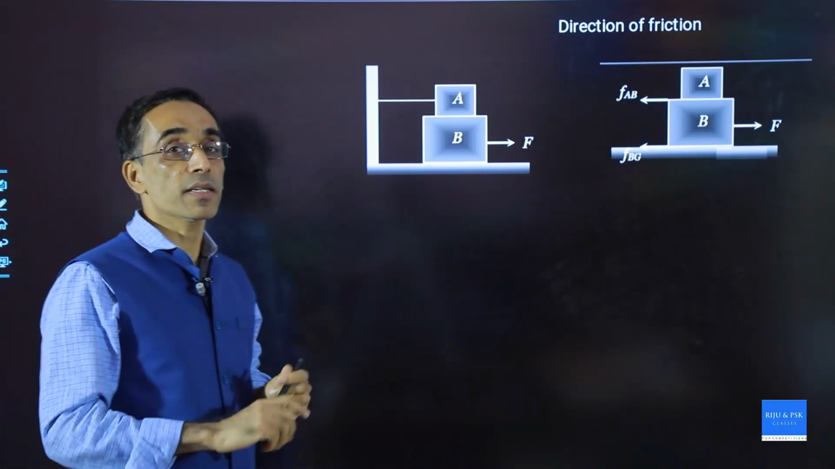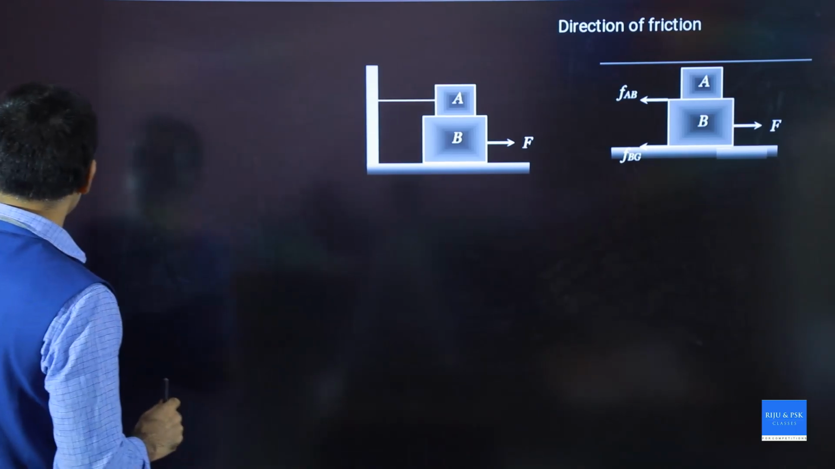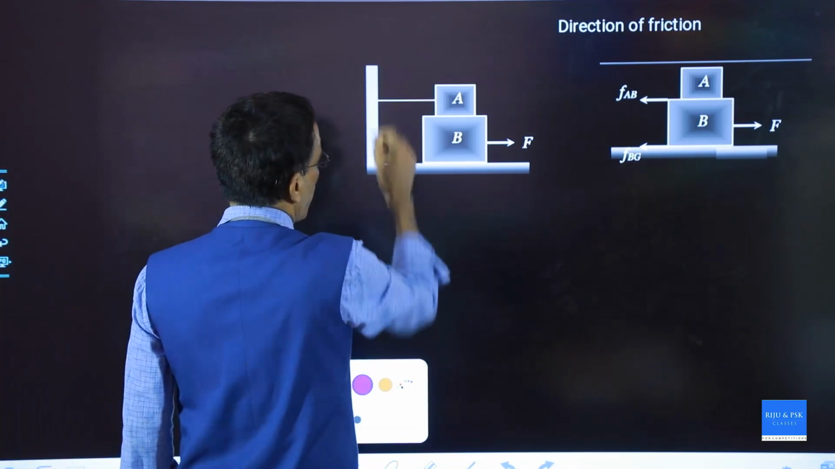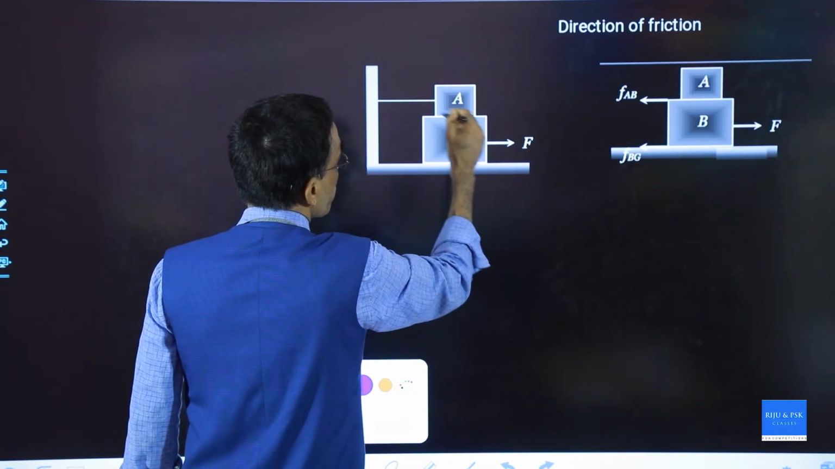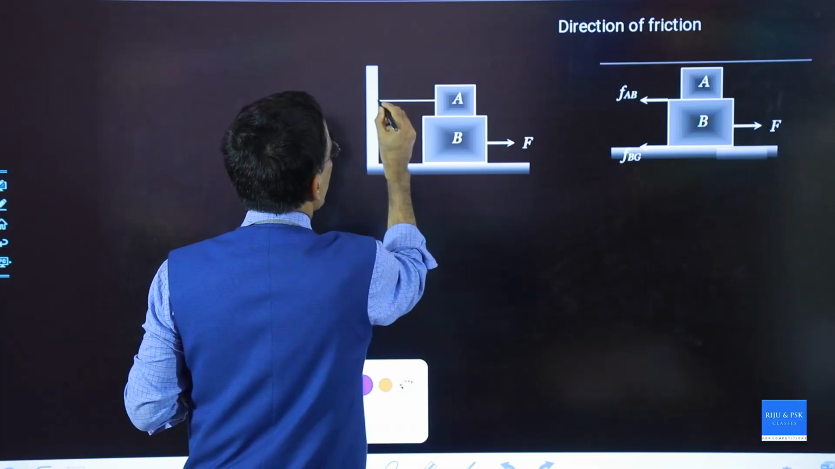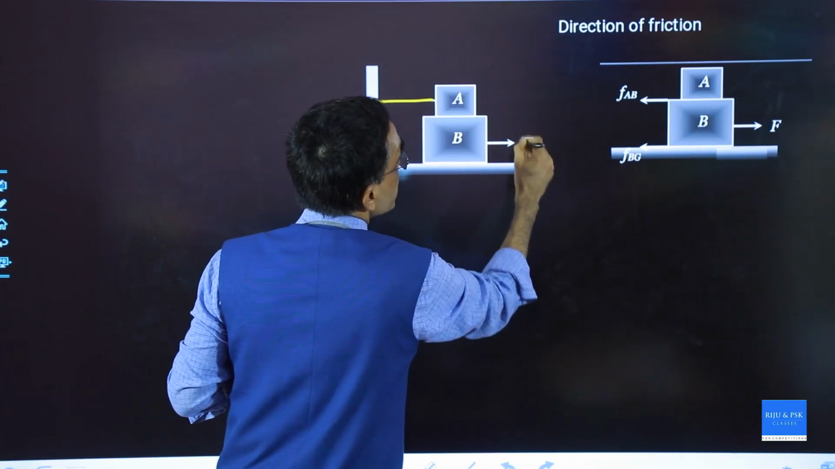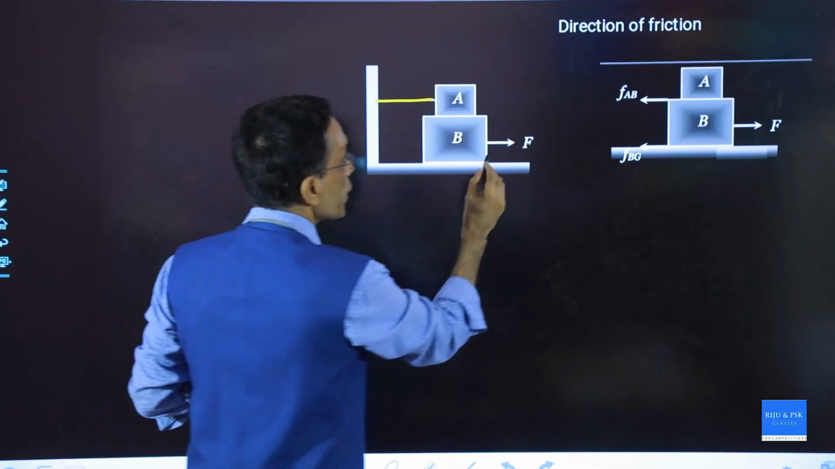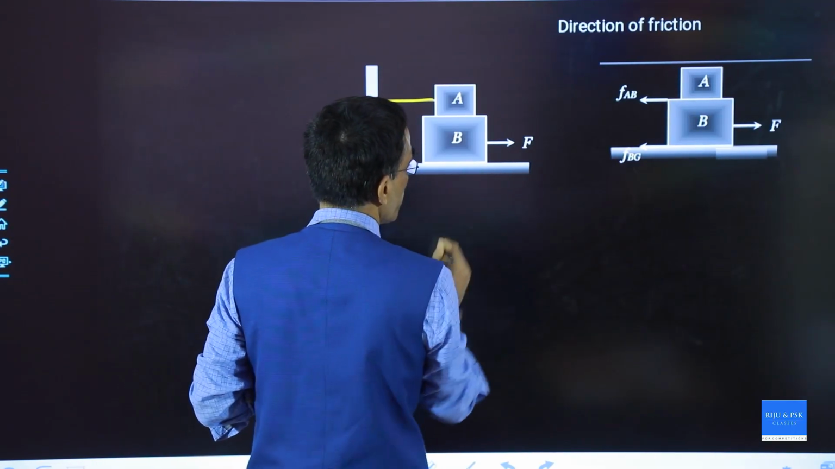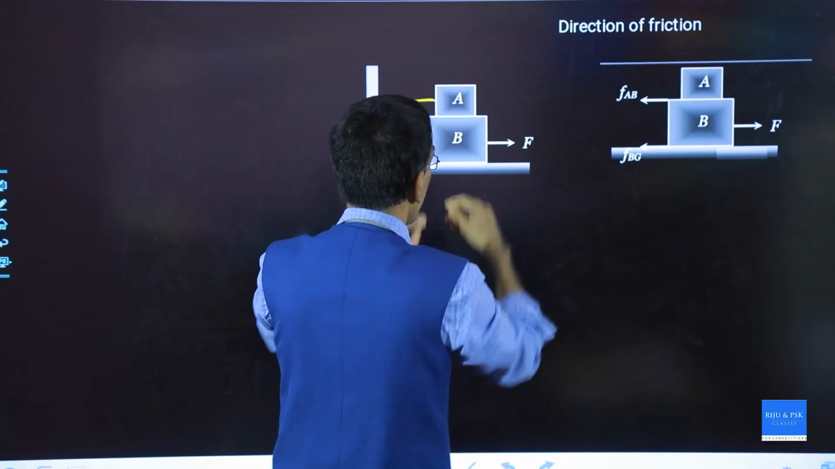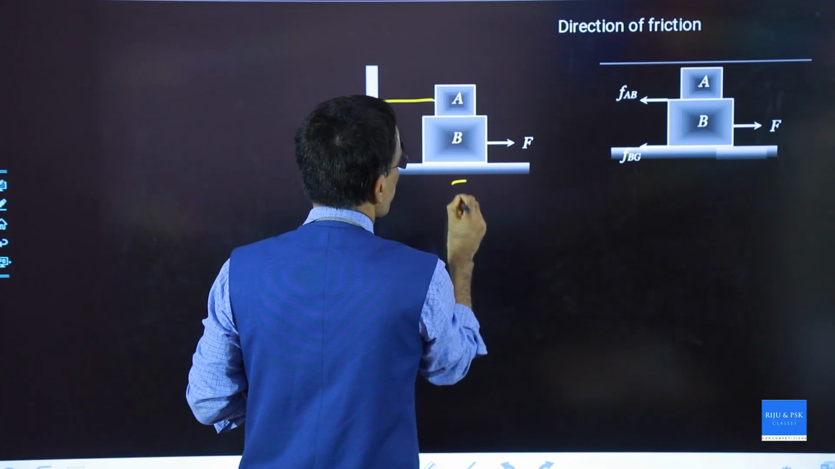Now, how do we understand the direction of friction? I can explain that using a diagram here. There is a wall, there is a floor, and there is a block, there is another block, A is on B, and this is tied with a string, and there is a force applied here. Okay. Now, listen. When you try to pull this block B, B will move towards the right with respect to A and the floor. So, this is called the floor.